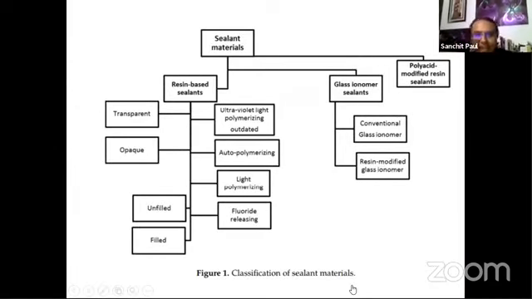But let's quickly review the sealant material. So we have broadly two types of materials, which we all know and are aware of, in the form of resin-based sealants or glass ionomer-based sealants. Now, resin-based sealants can again be filled or unfilled, transparent or opaque, and can be cured by ultraviolet light, by autopolymerizing, or by light curing. But it's very important to also understand that not only the resin-based sealants, but a glass ionomer sealant is equally and importantly effective, especially when we're talking about high caries risk children.